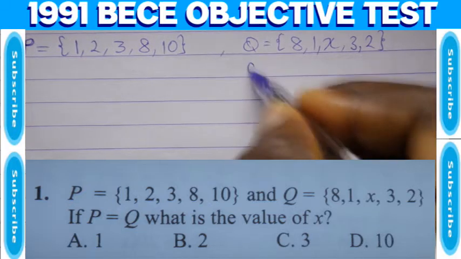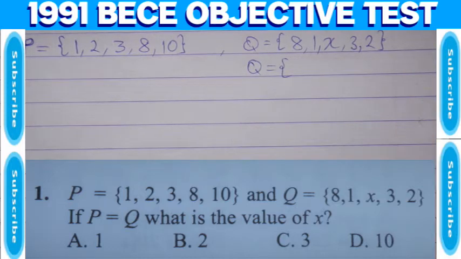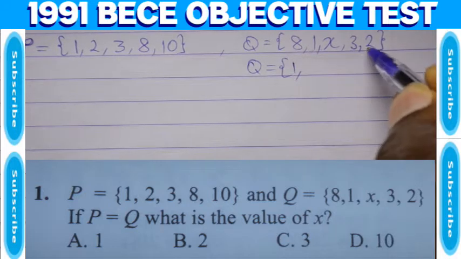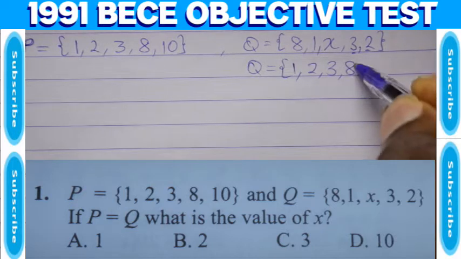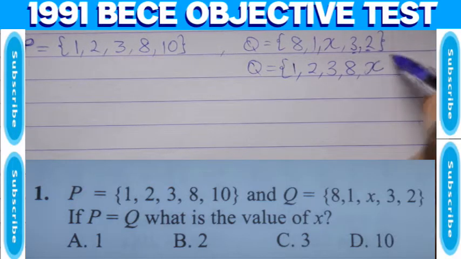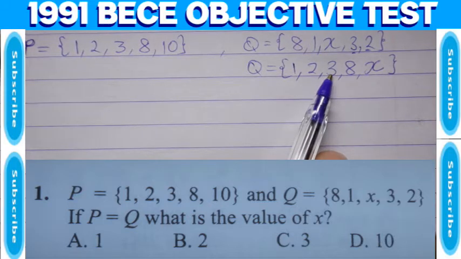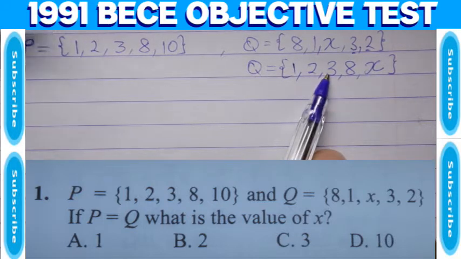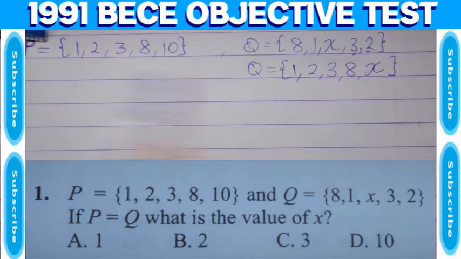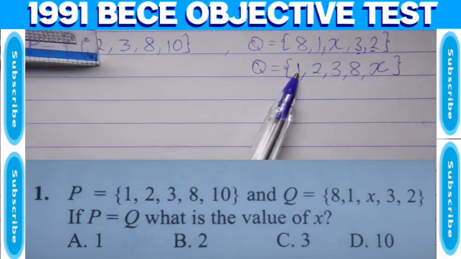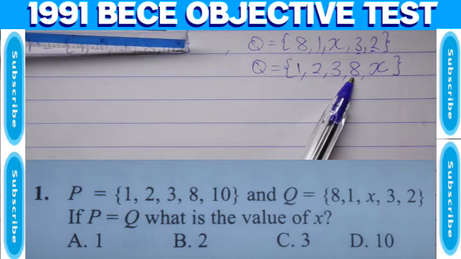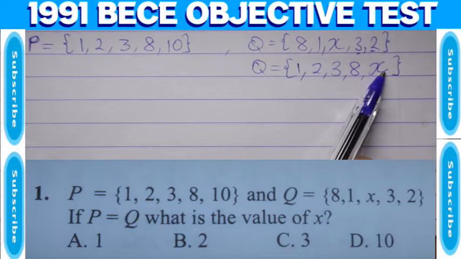So let's take set Q. Arrange the members of set Q in ascending order, beginning from 1. So we have 1, then 2, then 3, then 8, then x. Comparing this to that, there is this sort of equality between them. So we have arranged both in ascending order. So 1 here, 1 there, 2 here, 2 there, 3 here, 3 there, 8 here, 8 there, 10 here, then we have x.